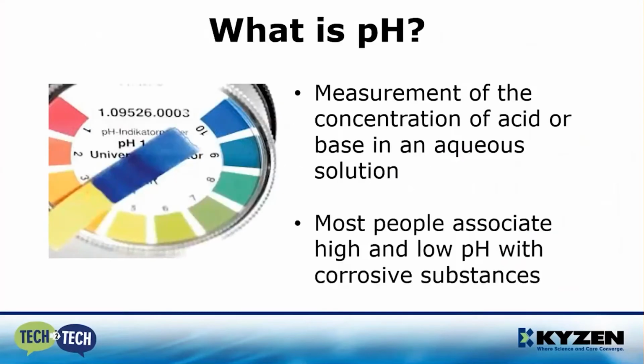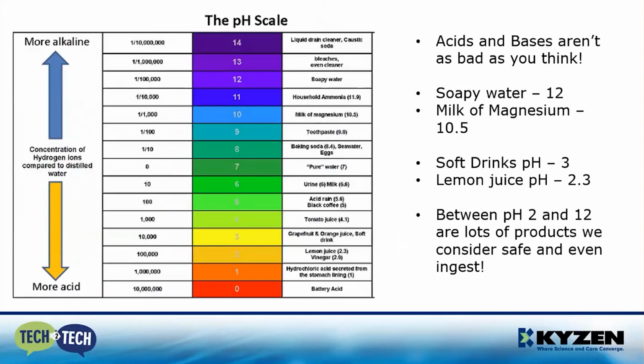So pH is a measurement of the concentration of acid or base in your aqueous solution. And we know that most people associate high and low pHs with corrosive substances. However, acid and bases aren't as bad as you think they are. All right. This is a nice chart from Clemson University that shows the pH of many of our household products. I think most people will be surprised to know soapy water comes in at about a 12. All right. Milk of magnesia, you're at a 10.5. Soft drinks like Coke, you're down at a 3 on the other end. Lemon juice, around a 2.3.